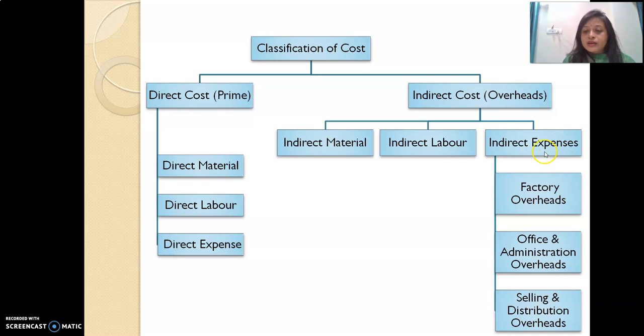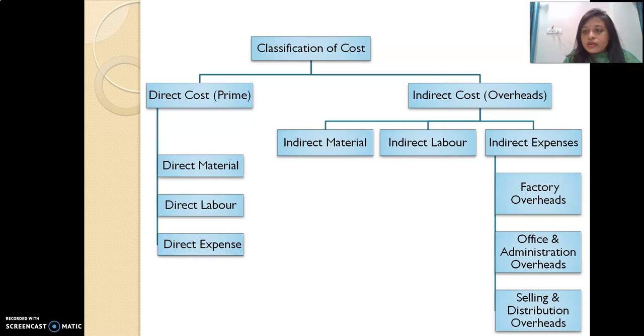Indirect expenses are again of factory overhead, then office and administration overheads, then selling and distribution overheads. Now, we are saying that these are direct and these are indirect. But what do you mean by direct cost and what do you mean by indirect cost? That one is an important part. We have known that there are direct material and indirect material, direct labor and indirect labor, then again direct expenses and indirect expenses. But what do you mean by them?